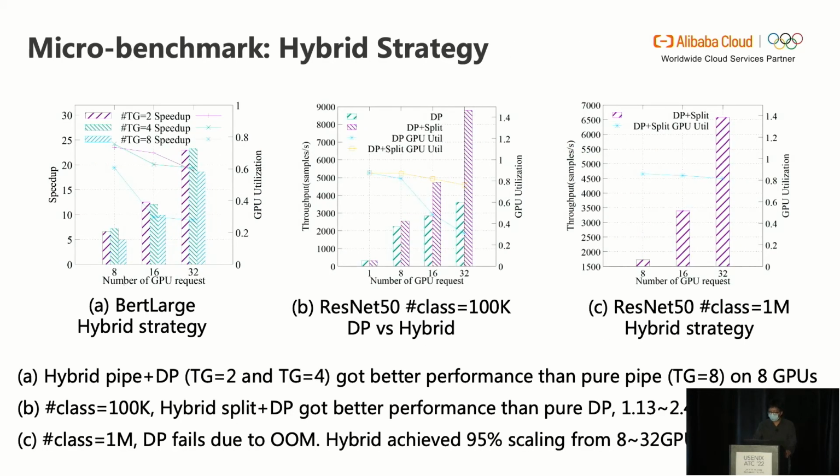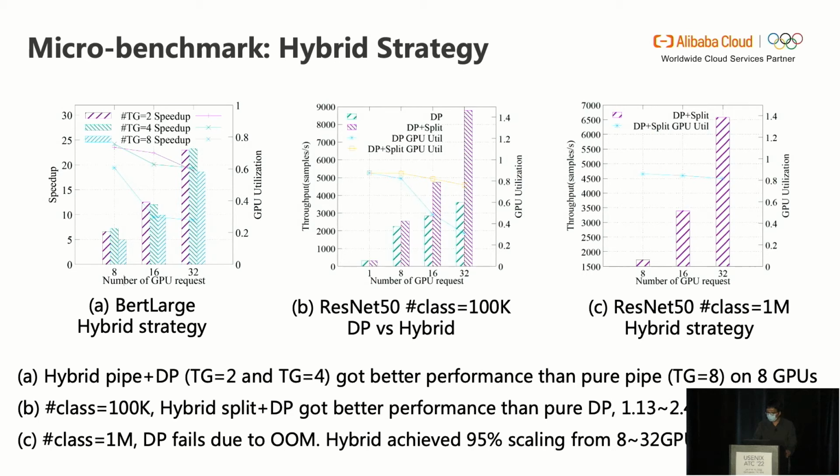We then evaluate hybrid strategies. We first apply a nested pipeline with DP to the BERT-Large model with V100 GPUs. The model is partitioned into 2, 4, and 8 task graphs. The left figure shows that pipelines with 2 task graphs and 4 task graphs get a similar training speedup and GPU utilization. However, we observed a performance drop on 8 task graphs at a lower GPU utilization compared to 2 and 4 task graphs.